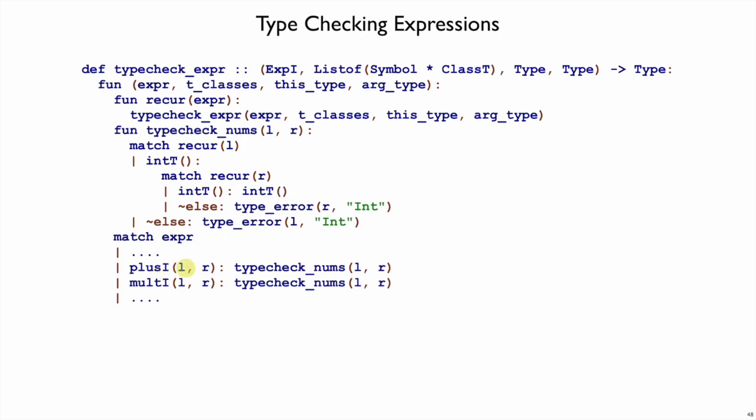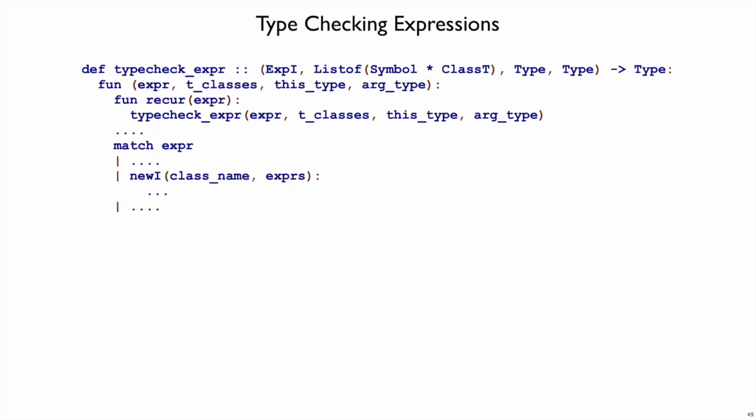Arithmetic is also pretty much the same as always. We have a plus or multiply with left and right. We make sure that left and right each have type integer, and if so, then overall we have type integer. And I've just written that as a local helper function here.